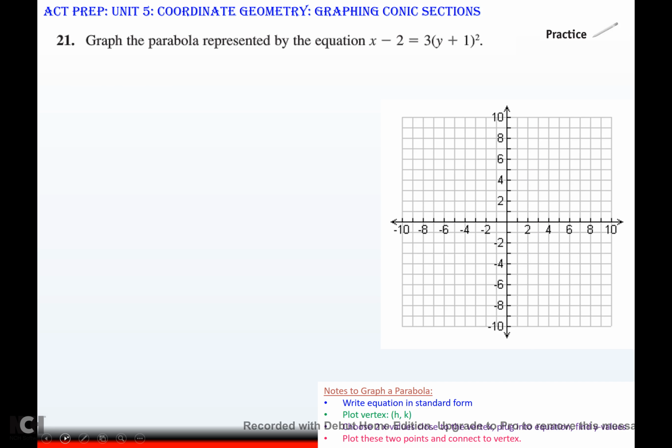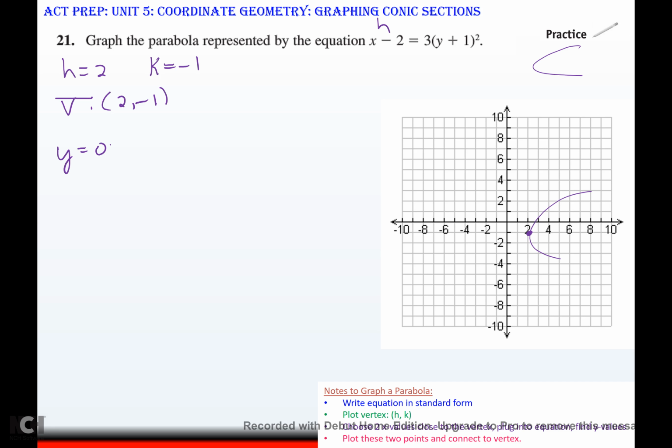Okay, so if they want me to graph this parabola, this one has a y squared, so this one's going to be sideways. Well, your h is 2. Your k is negative 1. So my vertex is at 2, negative 1. Now I know this thing is going to go this way. So what I'm going to do is pick a different y. So I'm going to pick when y is 0.